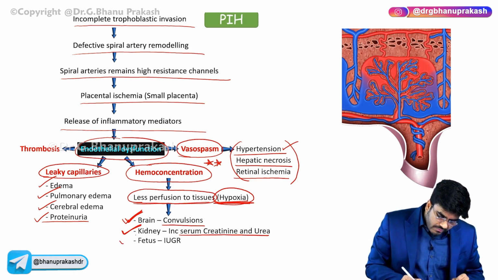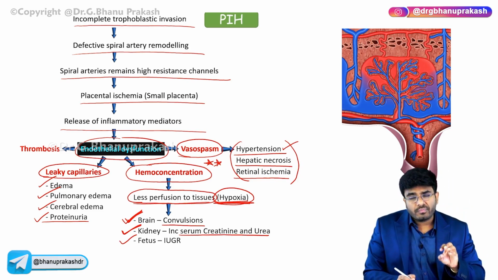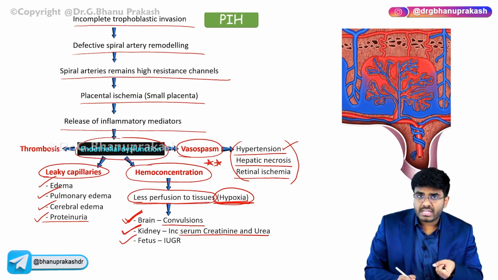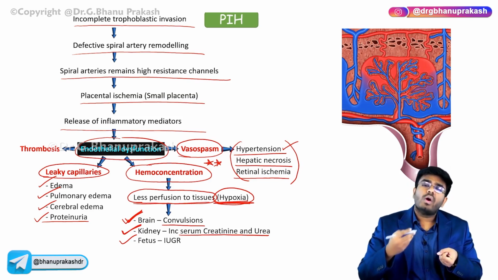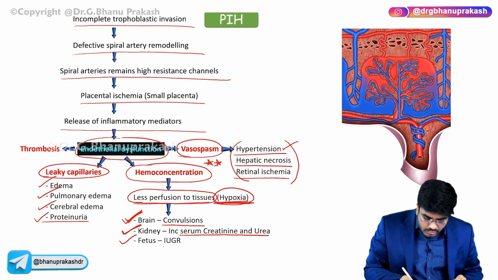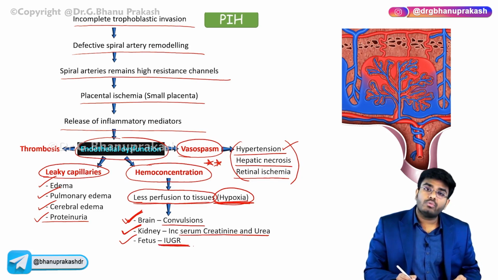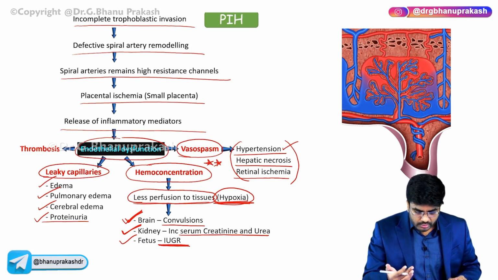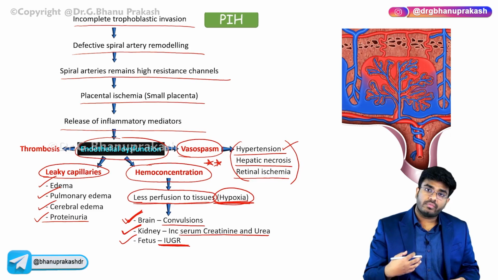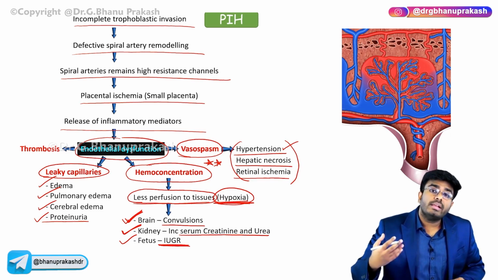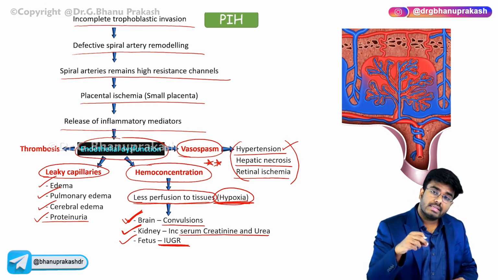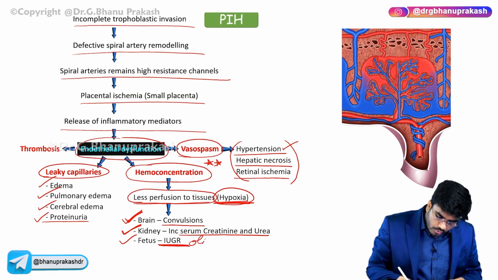And in the same way, whenever there is less blood going to the fetus, yes, we have seen that these spiral arterioles are now high resistance channels. A good amount of blood is not going there. So what happens is intrauterine growth retardation. Less blood is going to the fetus, so intrauterine growth retardation can occur. Also remember, if less blood is going to the fetus, automatically less blood is going to the fetal kidneys also. Whenever less blood is going to the fetal kidneys, the baby can have oligohydramnios.